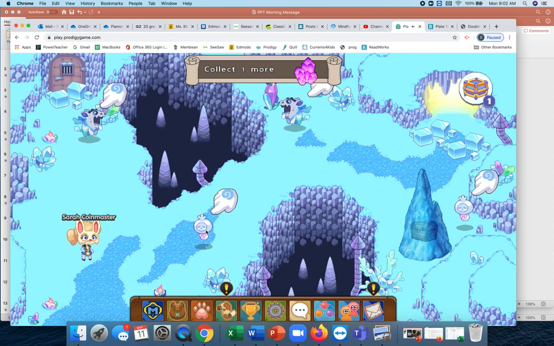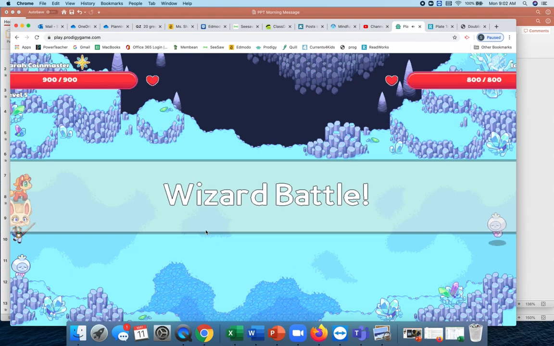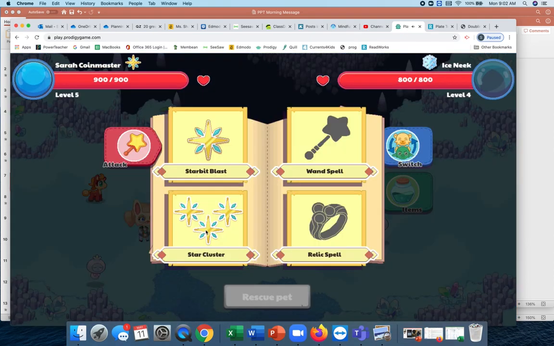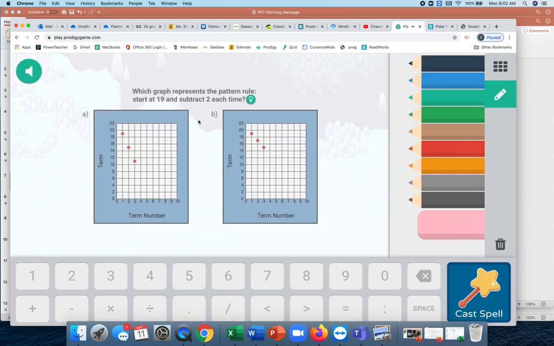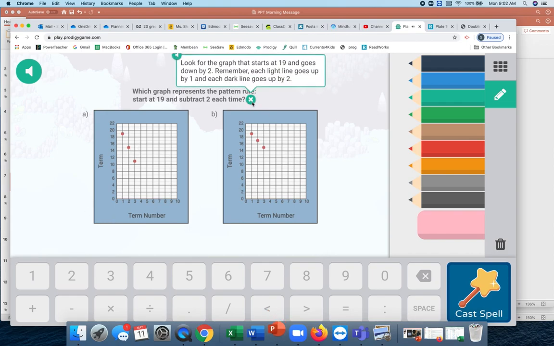Okay, so go wherever they're pointing. You'll see I made a whole new task. Doesn't matter, just click on anyone. Okay, see here? Same stuff. So which graph represents the pattern rule? Start at 19 and then subtract 2 each time. So which one shows that? This is so good. If you're not sure, you can click on this and it's going to give you a little hint for what we've been practicing. Okay, so there you go.